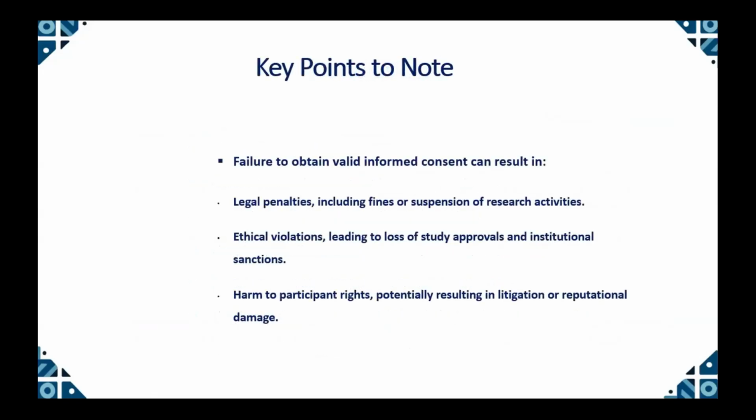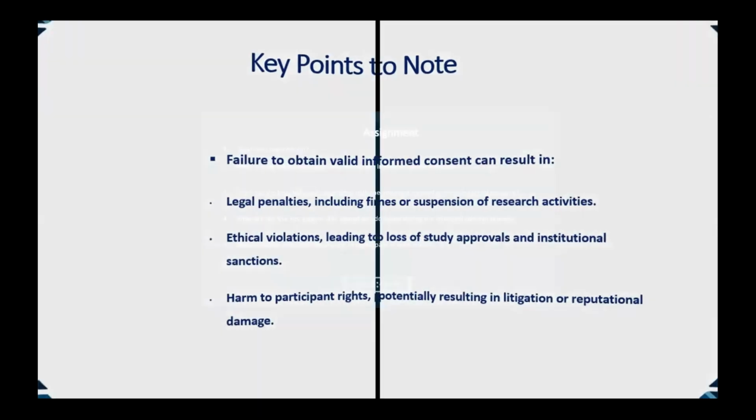What are the key points to note? You have to note that failure to obtain valid informed consent can result in legal penalties, including fines or suspension of research activities. You do not want everything that you have done to go in vain. Ethical violations can also lead to loss of study approvals and institutional sanctions, harm to participants' rights, potentially resulting in litigation or reputational damages.